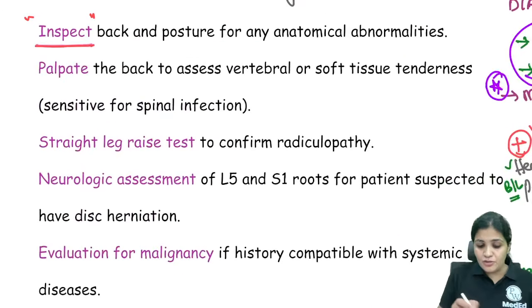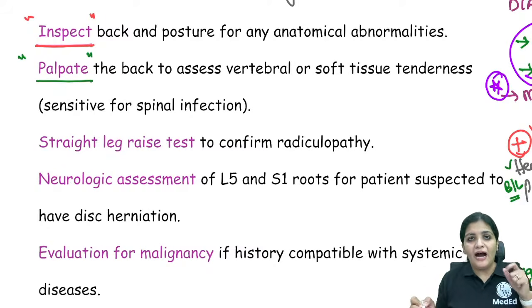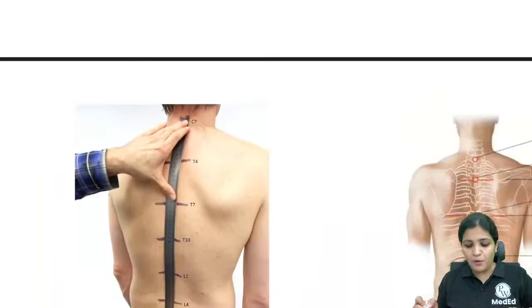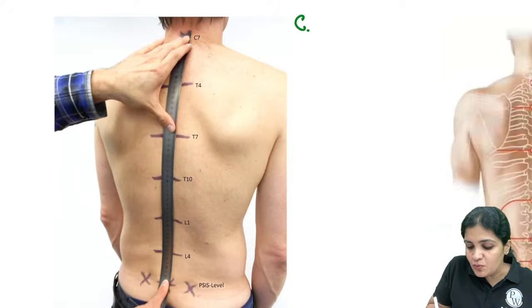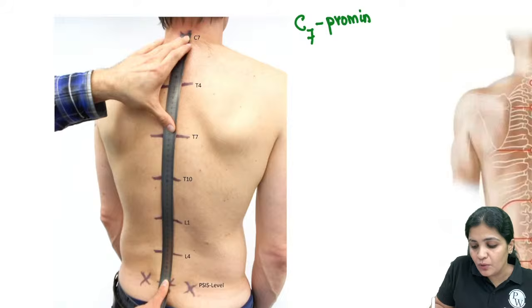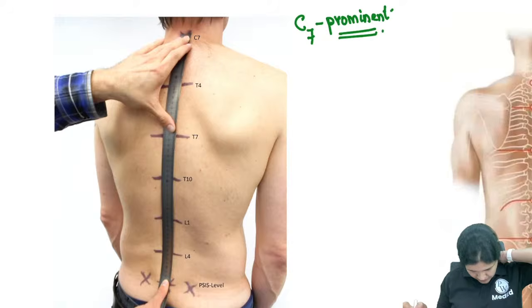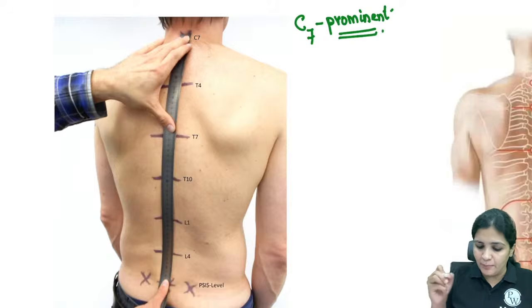And now coming to the palpation. So how do you palpate? First you have to identify the various important anatomical landmarks. C7 is very prominent, so you will identify the vertebra prominens. You put your hand and observe the neck movement. The C7 usually doesn't move with the neck movement. So that is your very prominent C7.